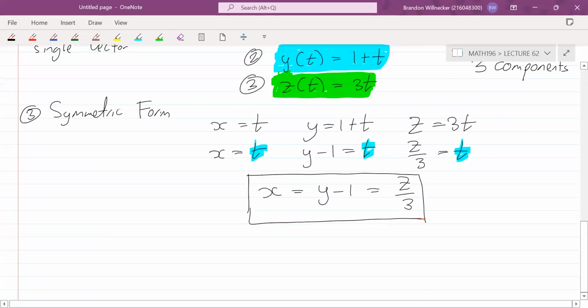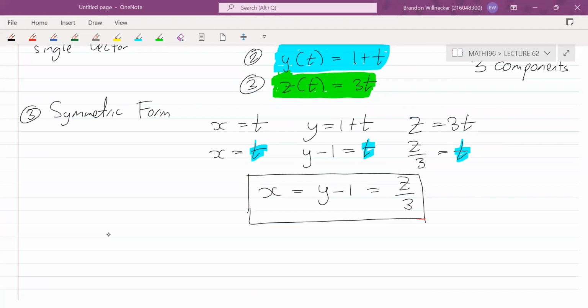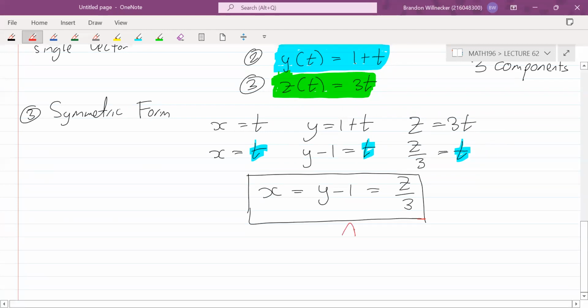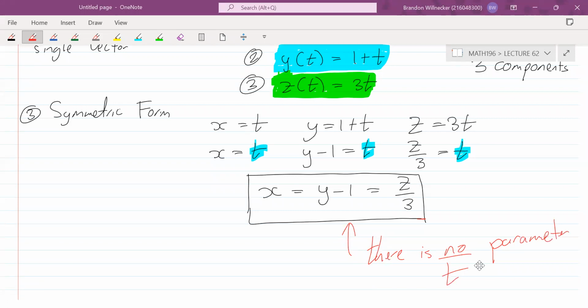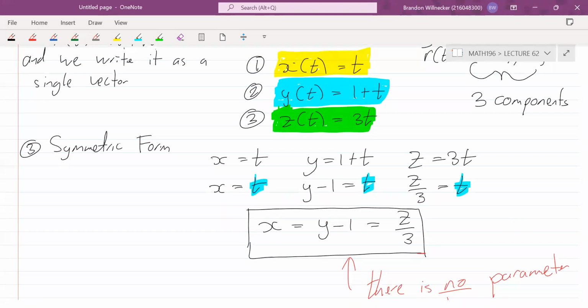Okay, and then the symmetric form, so you just make them equal, and note again, there is no parameter t. In the symmetric form, we don't have any t parameter. It's just in terms of the variables x, y, and z. So this was in 3 dimensions. Of course, you could do it in higher dimensions as well.